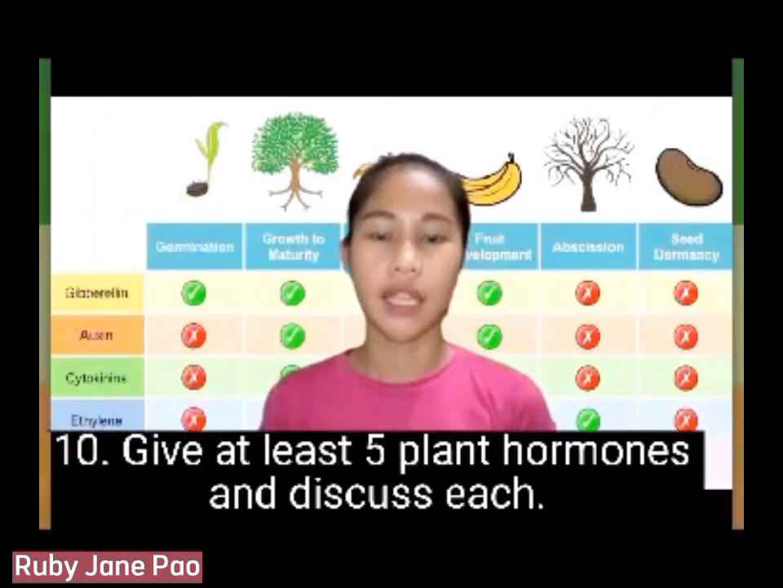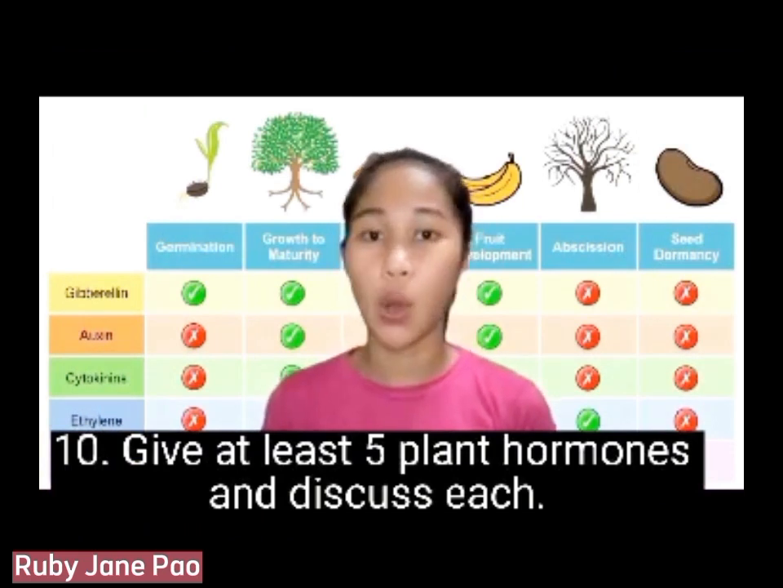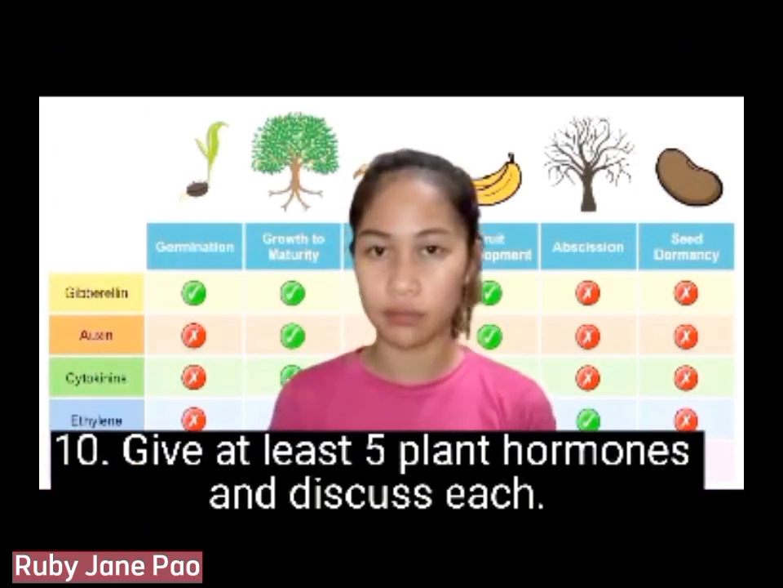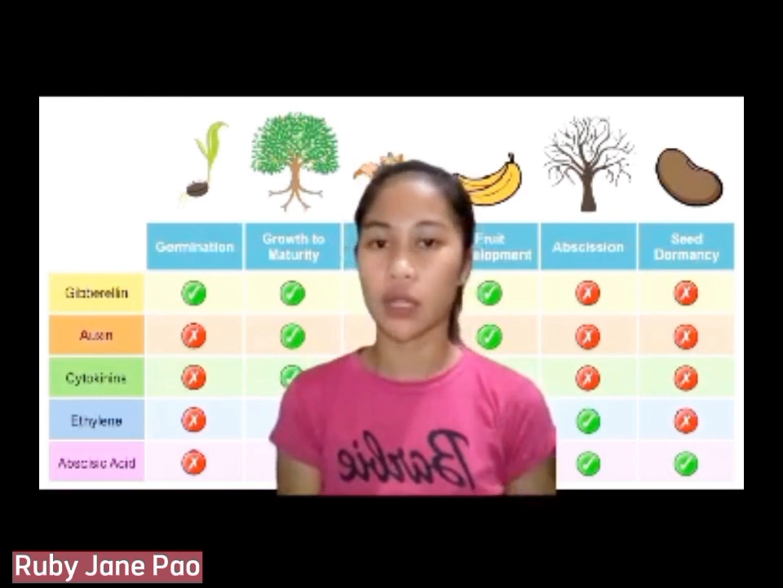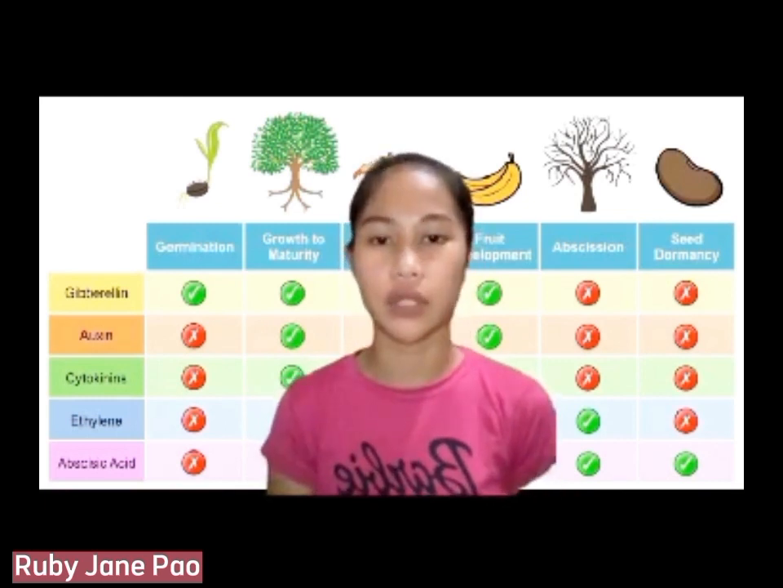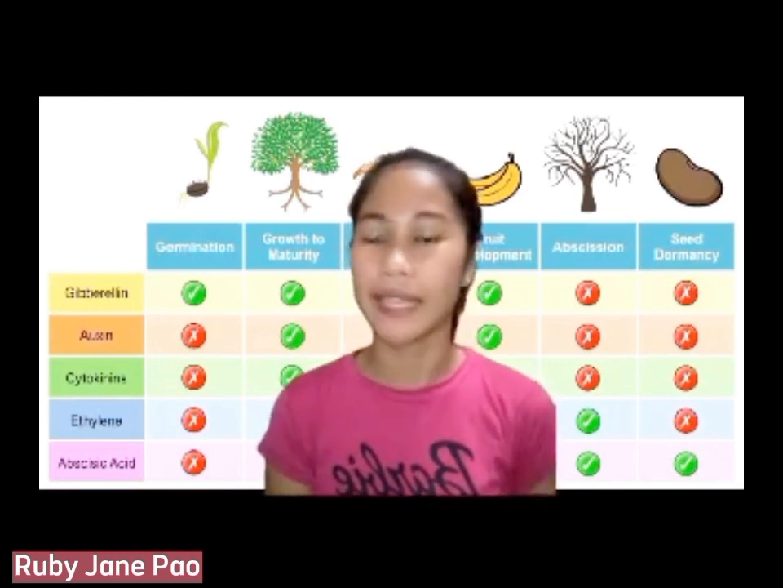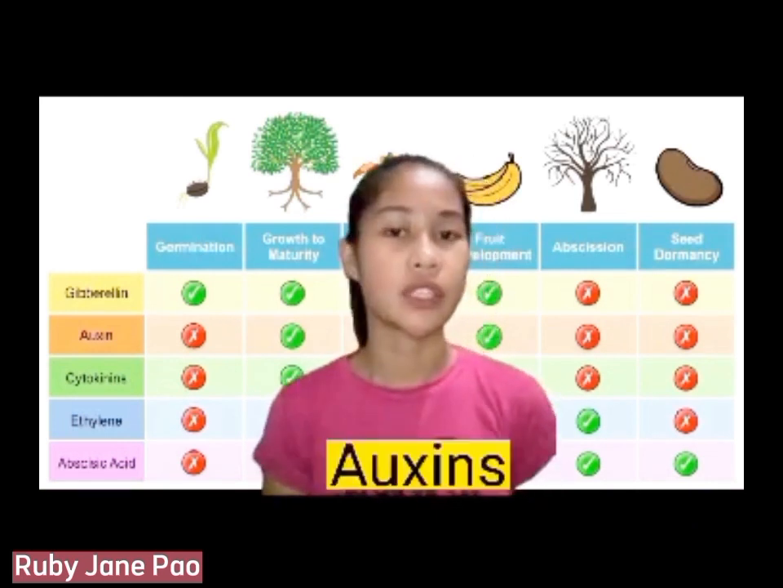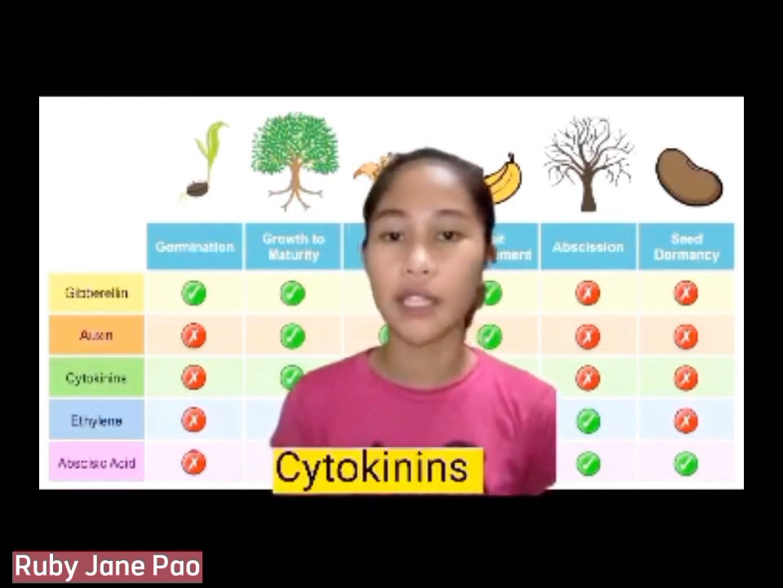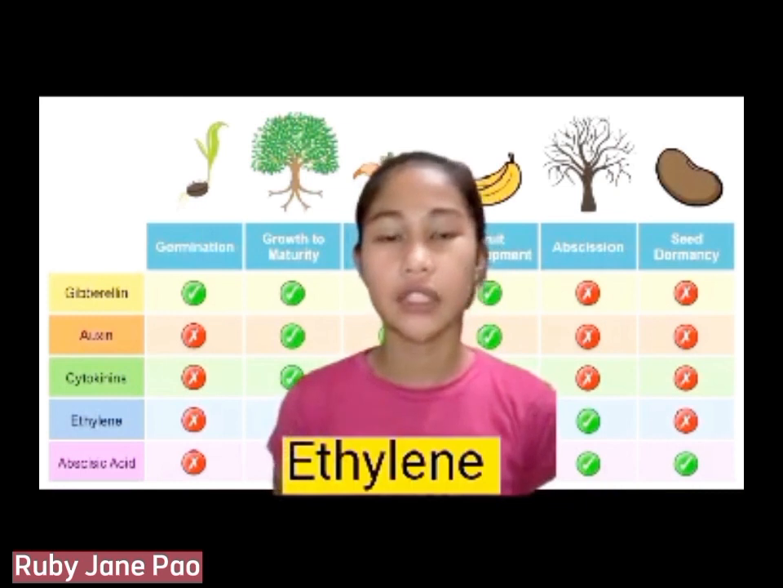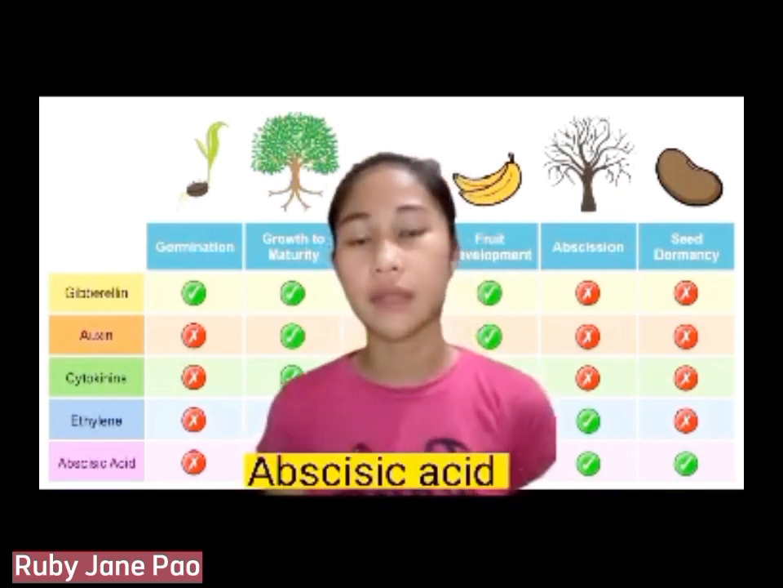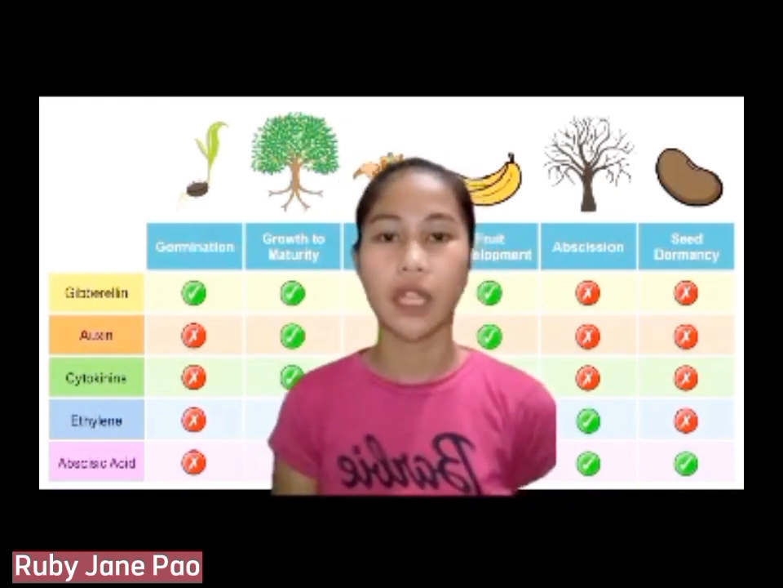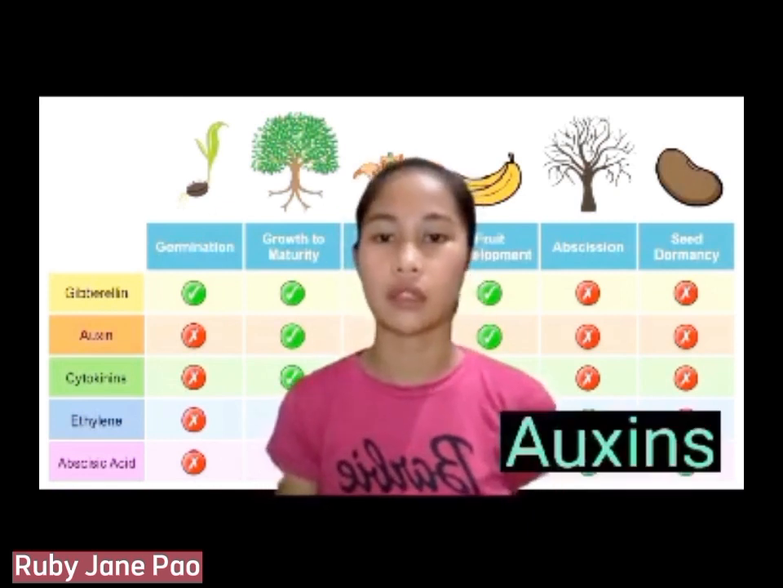Number 10. Give at least 5 plant hormones and discuss each. So plant hormones are the growth regulators naturally produced by the plant, such as auxins, cytokinins, ethylene, gibberellins, and abscisic acid. So first, let's talk about auxins.